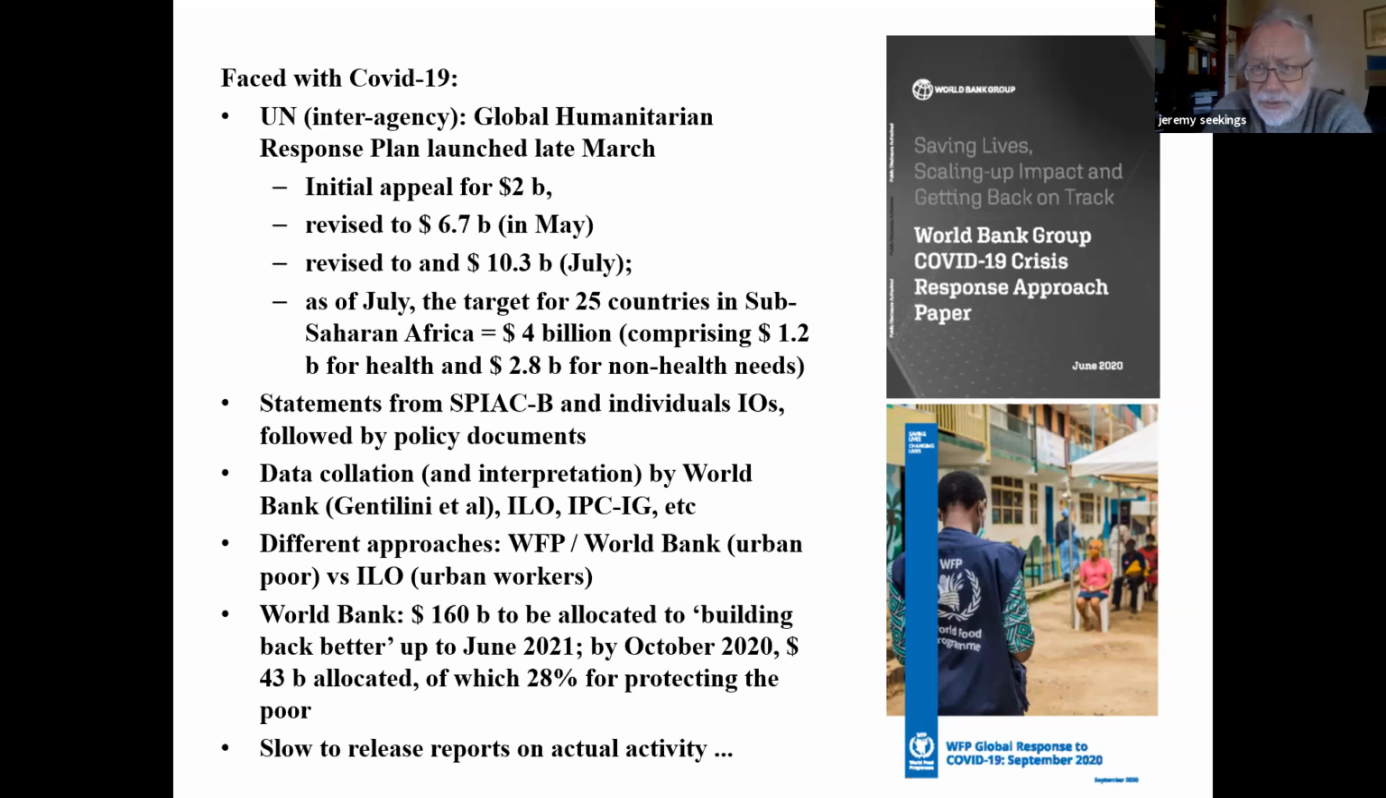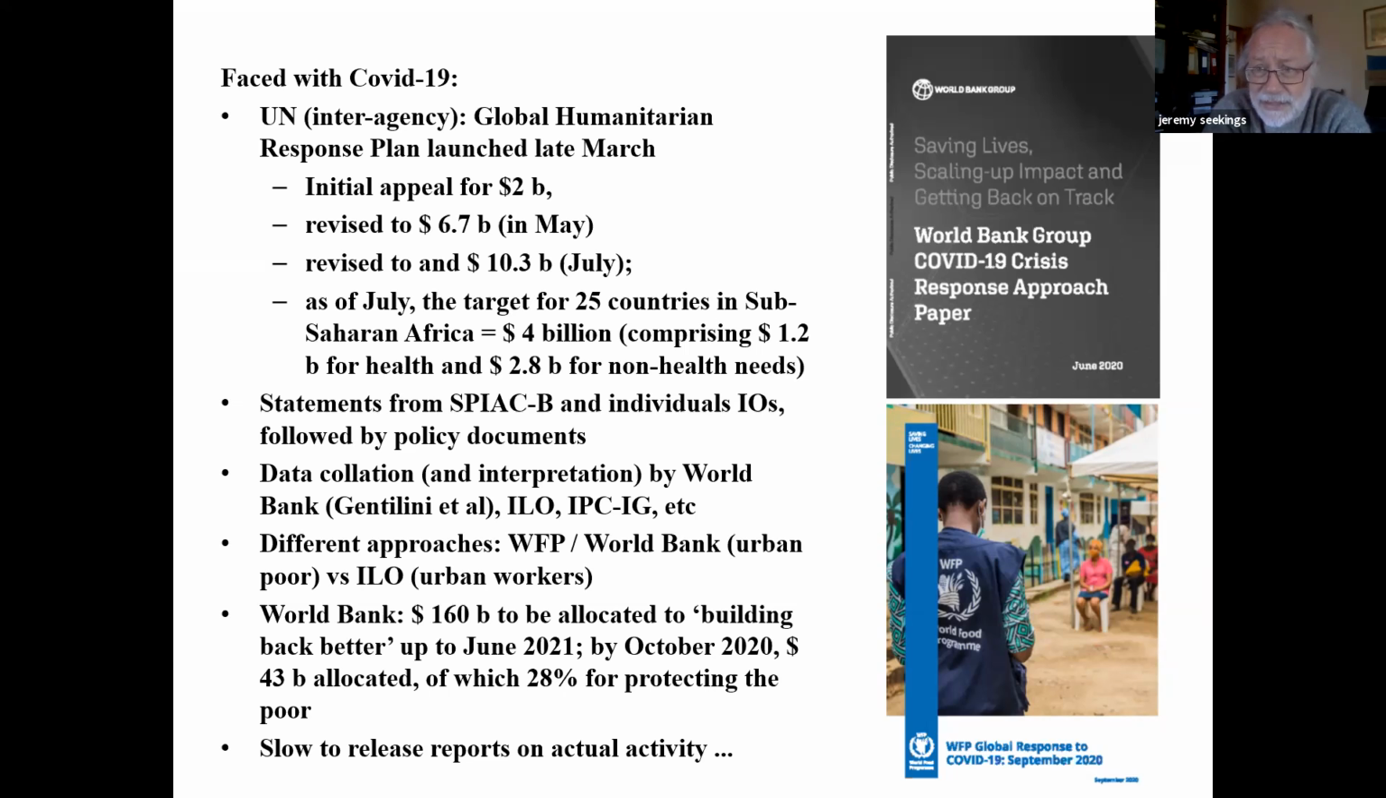SPIAC-B, the coordinating body, put out statements saying we need more social protection. The individual international organizations all put out statements saying we need more social protection. There's been lots of data collection by various organizations. Right? What has actually been done is much less clear. And I think Lena will speak a little bit more to this.